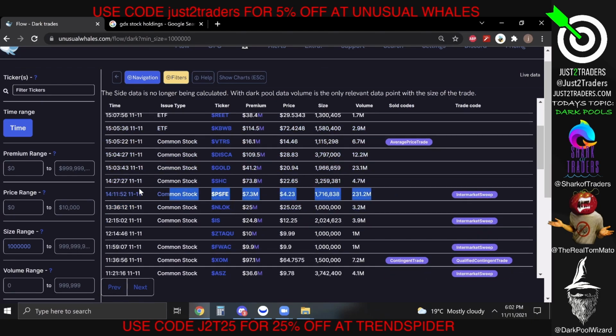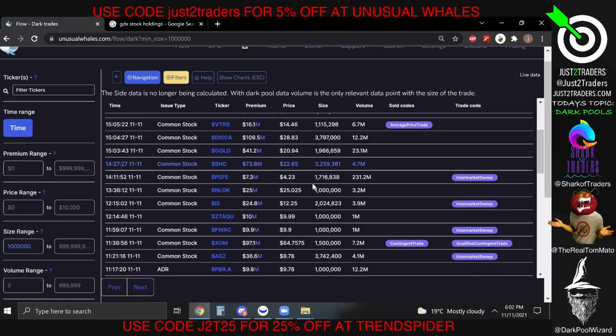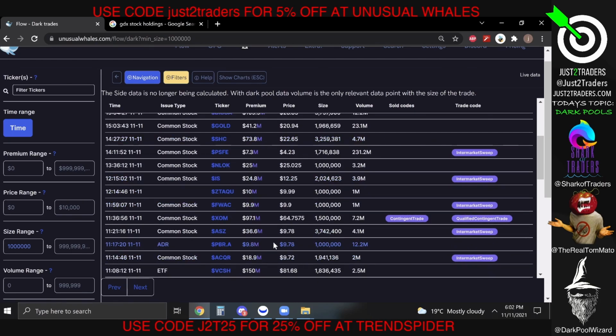PSFE. I don't play penny stocks too much, y'all. For a bunch of reasons, the options, the standard reasons most people don't play penny stocks. And most things around the $10 range I ignore because most of the time they are acquisitions.